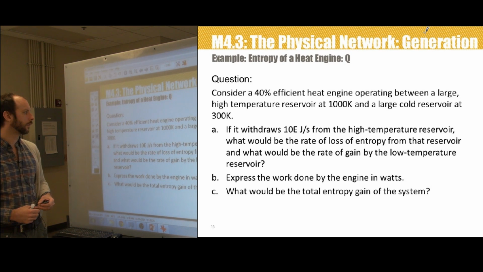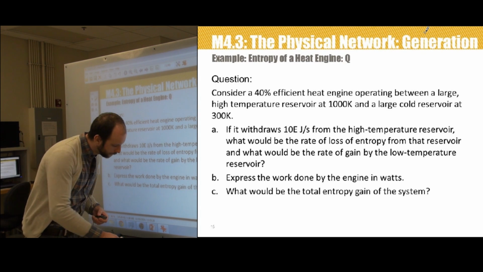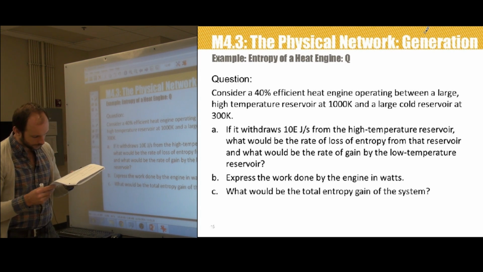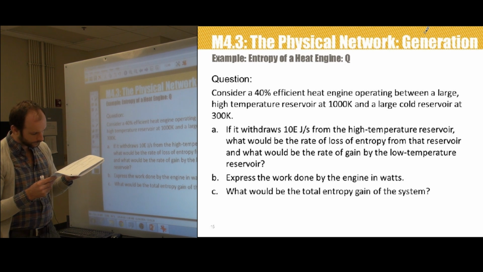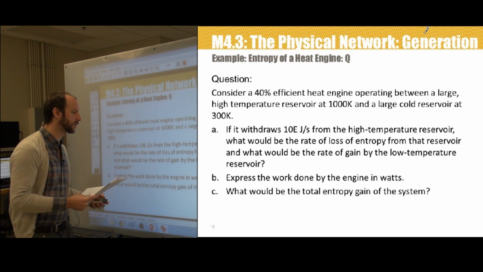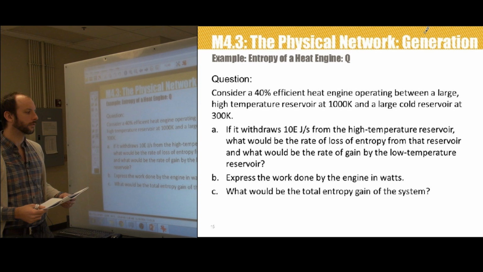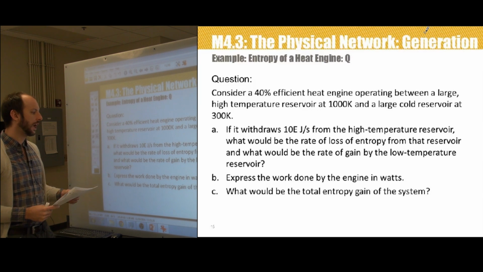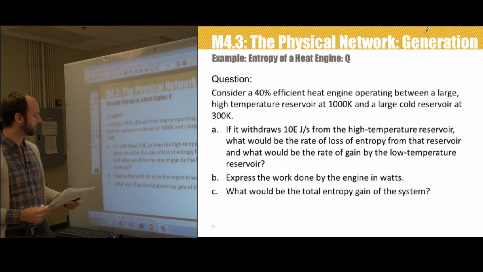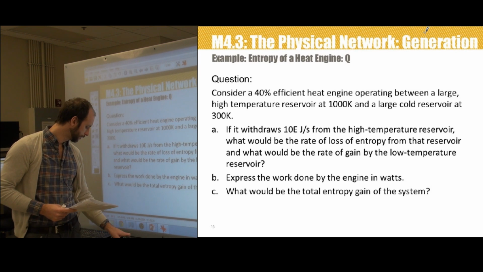The heat engine is withdrawing, it's a typo there, let me see that. It's 10 to the 6 joules per second, excuse me there. So it's 10 to the 6 joules per second from the high temperature reservoir. What would be the rate of loss of entropy from that reservoir? And what would be the rate of gain by the low temperature reservoir? You want to express the work done by the engine in watts, and what would be the total entropy gain of the system.